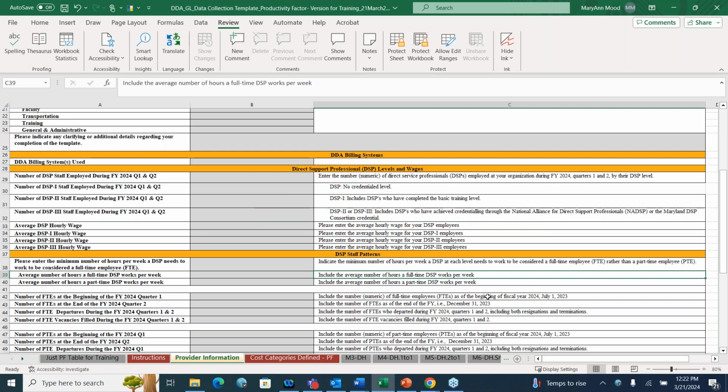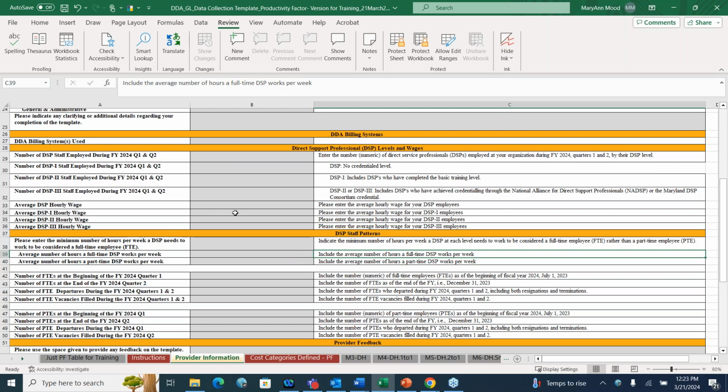And then the other information gets into the direct support professional levels and wages. So we're looking for the number of DSP staff that are employed during this time period. Some providers may have DSP staff that are broken out by the different levels. We also understand that some providers may not have DSP staff broken out by those levels. If that's the case, if you don't have them broken out by levels, you could just put them all in the first DSP category, which does not have a level associated with it.